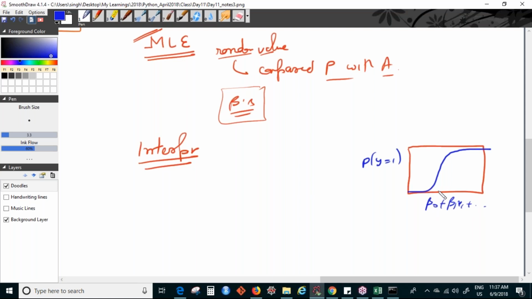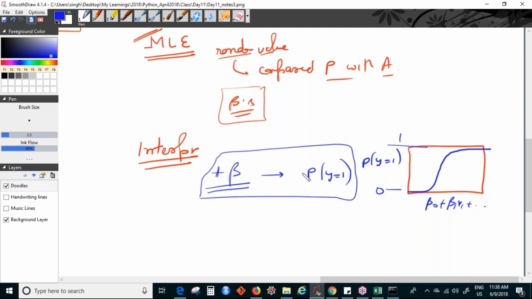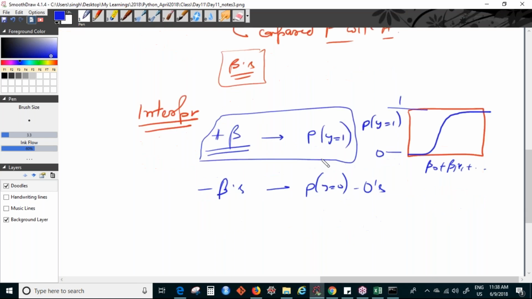Okay, so what we saw is if you get a positive coefficient, if you get a positive beta, that brings you closer to the probability of y is equal to 1. Because this is the 1 line, this is the 0 line. So positive beta results in ones, and negative beta results in probability of y is equal to 0, or you can say zeros. So this way you can interpret your coefficients using the sign of the coefficients.